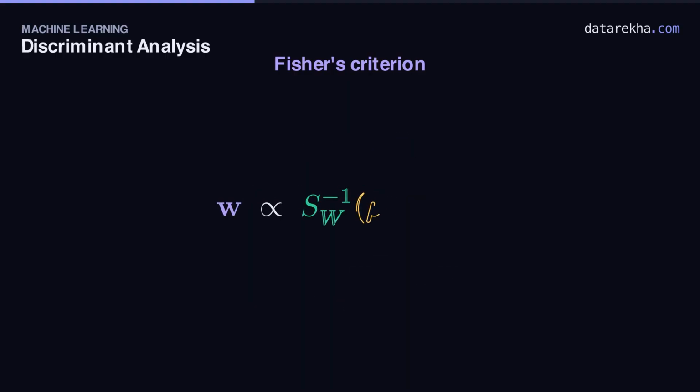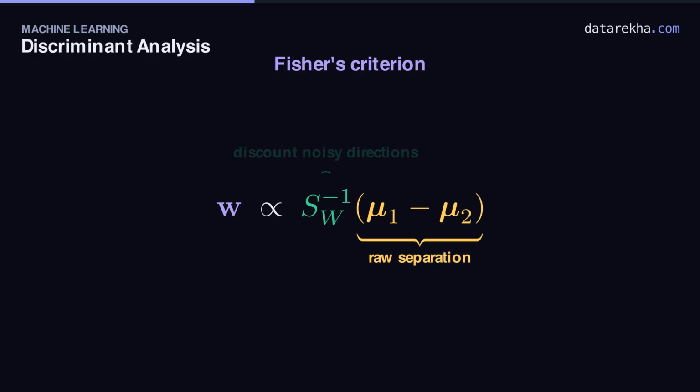And for two classes, the maximizer has a gorgeous closed form. The best direction W is proportional to S_W inverse times the mean difference. No search, no gradient descent. One matrix solve. Read it as a story. The mean difference points from one class toward the other, the raw separation. Then S_W inverse tilts that arrow, deflating it along whatever axis the classes are noisy on. The proportional sign just says length doesn't matter, only the direction.